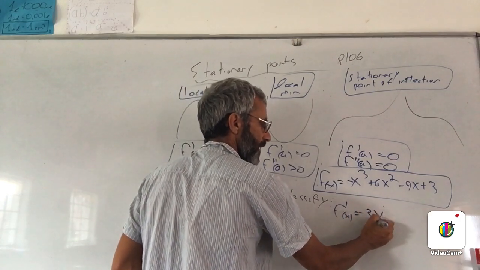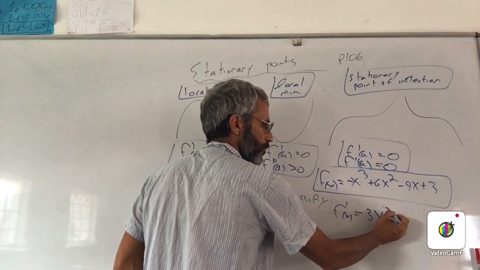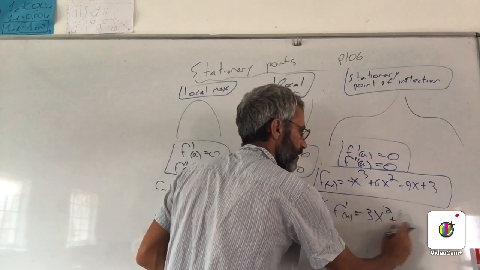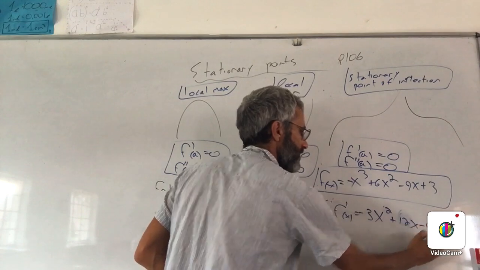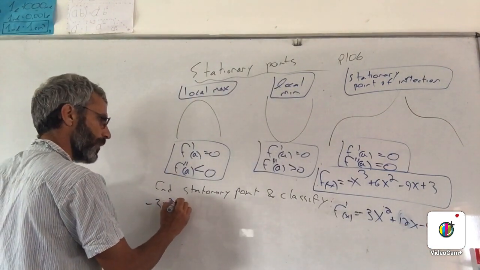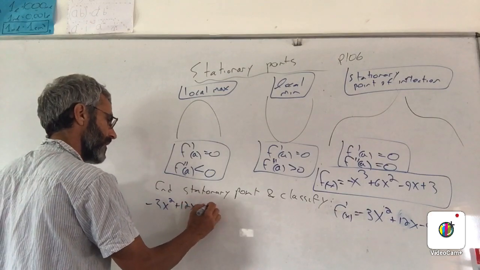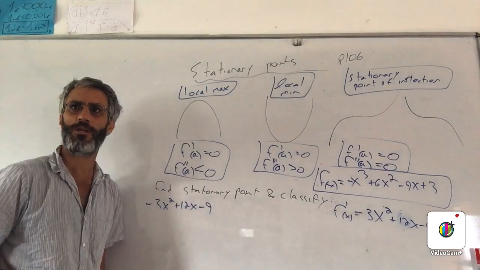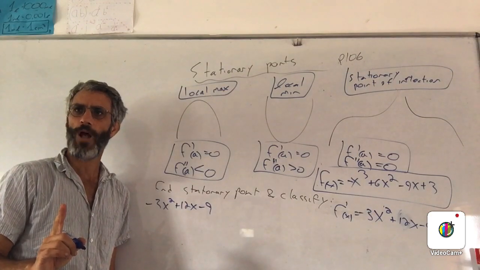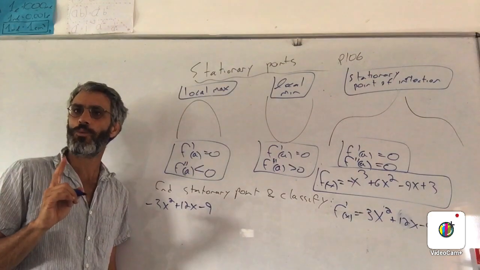Minus 3x to the power 2 plus 12, yeah, you're right. Plus 12x minus 9, okay? Now what do I have to do with this minus 3x squared plus 12x minus 9? What should I do with it? I want to find the stationary points.